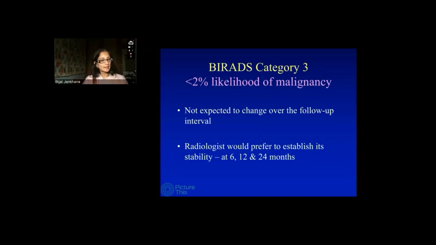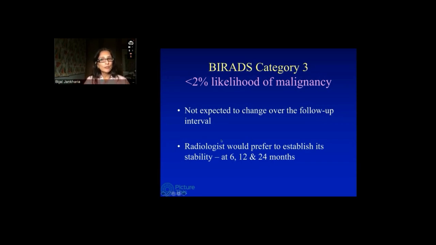Then we move to BI-RADS category 3. What does that mean? It means there's less than 2% chance of cancer. It is not expected to change over a follow-up. It does not mean that we are not sure what it is, and that's why we are putting it in BI-RADS category 3. No. We are 98% sure that it is benign, but we would like to keep a watch on it. And this has very clear findings on mammo, but on ultrasound it is a little bit sketchy and a little bit intuitive, and we'll be coming to that.